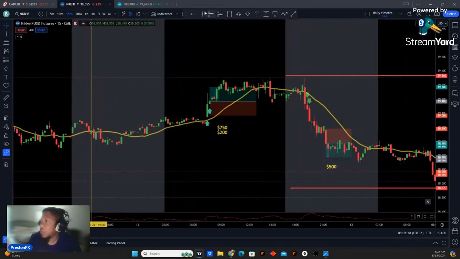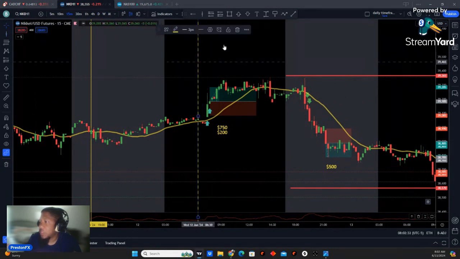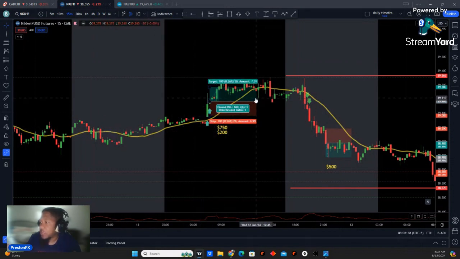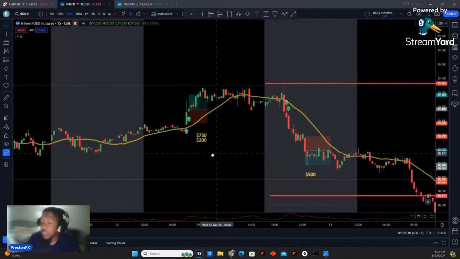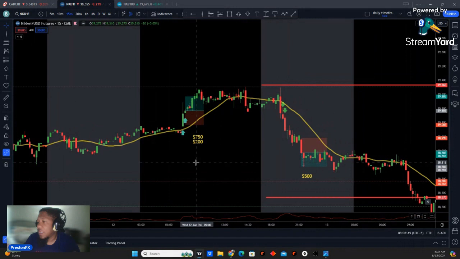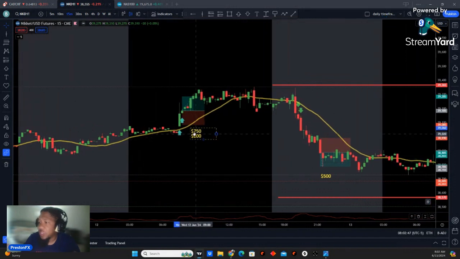All right, so look right here. This was during the day. That's when the news came up, and I saw this momentum candle. I jumped in for 20 points, or 20 ticks, 20 points, whatever you want to call it. And then I took the two trades right here, which was 750 and 200 right there.